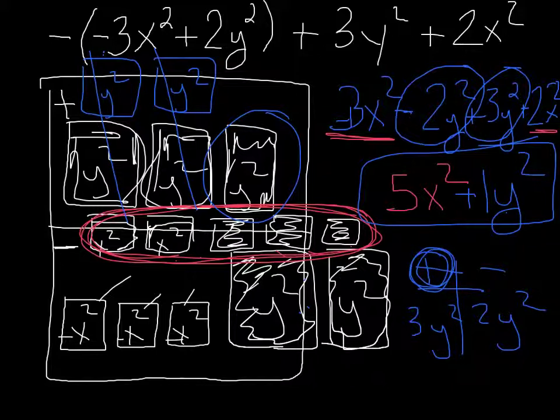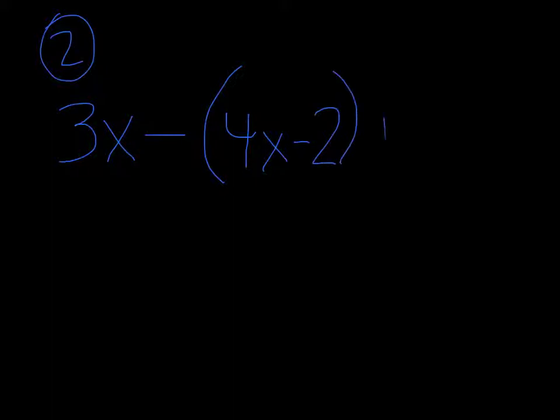Alright, here we go. So now, for those that didn't get the second problem, try this one. Number 2, on your own: 3x minus 4x minus 2 plus 7. Try that. Come on.